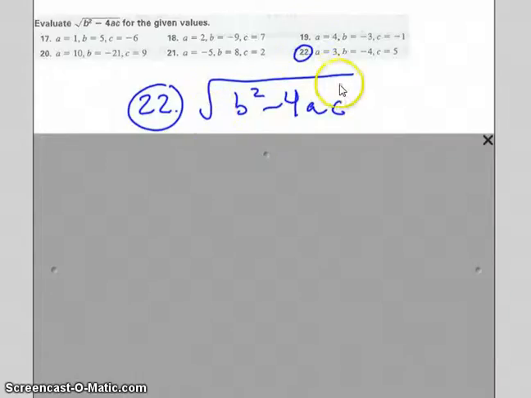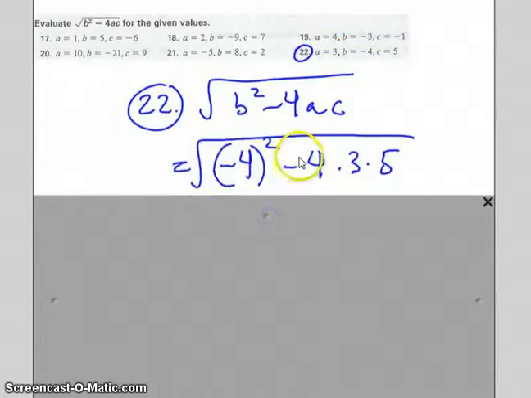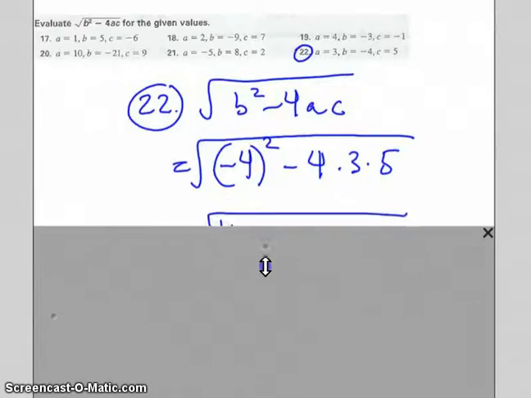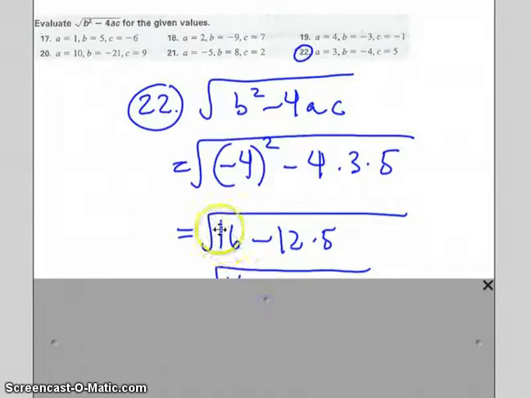I've rewritten the formula out for you again here. B squared minus 4ac, taking the square root of that. In place of b, I'm going to put negative 4, and I have. In place of a, I'm going to put 3 here, and in place of c, I'm going to put 5 here. So, negative 4 squared. Negative 4 times negative 4 is positive 16. This number is always going to turn out to be positive here.